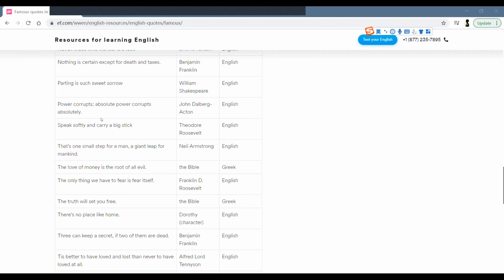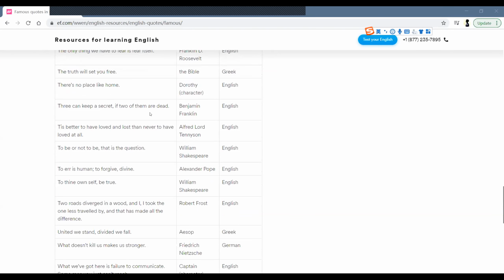Well, yeah, and then the truth will set you free. It's just saying the truth sets you free from ignorance, I guess. There's no place like home, another Wizard of Oz reference. Just saying, where you're at, it's pretty good. I guess appreciate where you are, where you're from, your home.